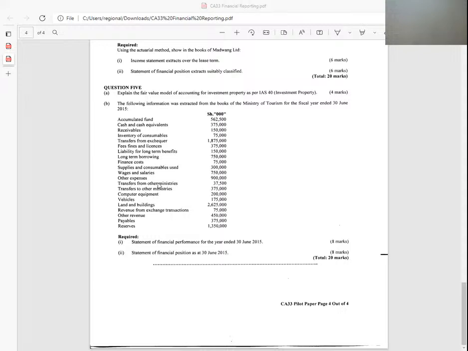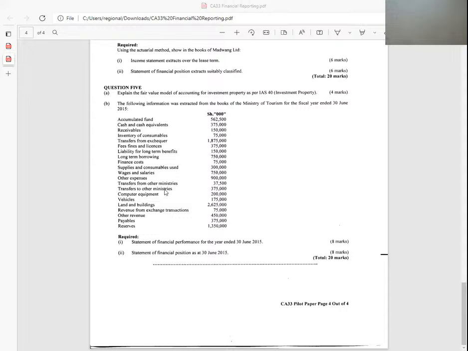Please talk to me. Transfers from other ministries. Where do I take transfers from other ministries? First of all, what are they? Remember, these ministries keep on exchanging money. So they've gotten money from other ministries. Performance, thank you very much. It's a receipt. Remember, statement of financial performance is all about receipts and what here? Payments.